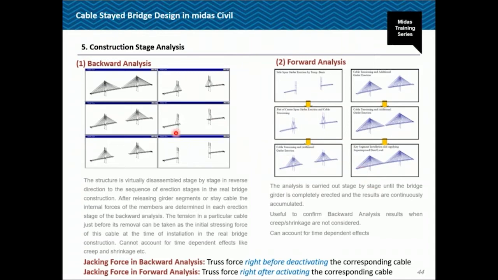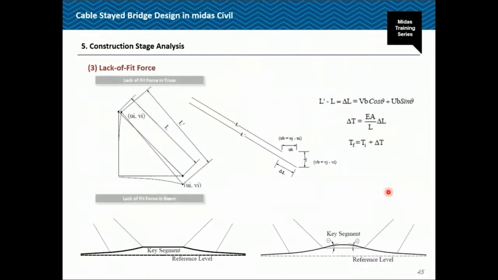First, you need to simulate this construction stage analysis through our regular construction stage definitions. Then you can use one of our methods, which is lack of fit force. Here the program will find out the additional force that is required for the truss to join this deflected shape of the deck. So we can get the lack of fit for the truss elements, which are nothing but your cable elements, and also for the key segment, which is considered as lack of fit force in beam elements. I'll be showing you these features.